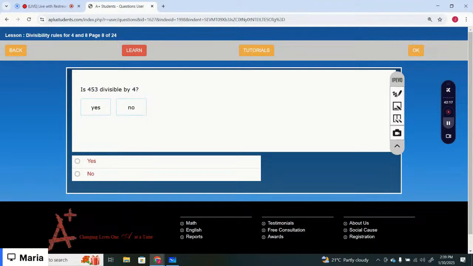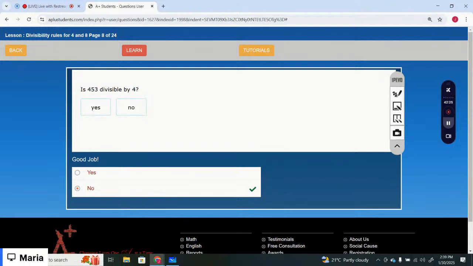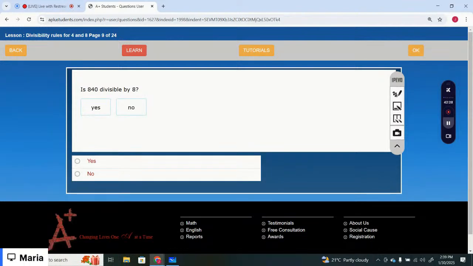Is 453 divisible by 4? No. The correct option is no. The correct option is yes, 840 is divisible by 8.